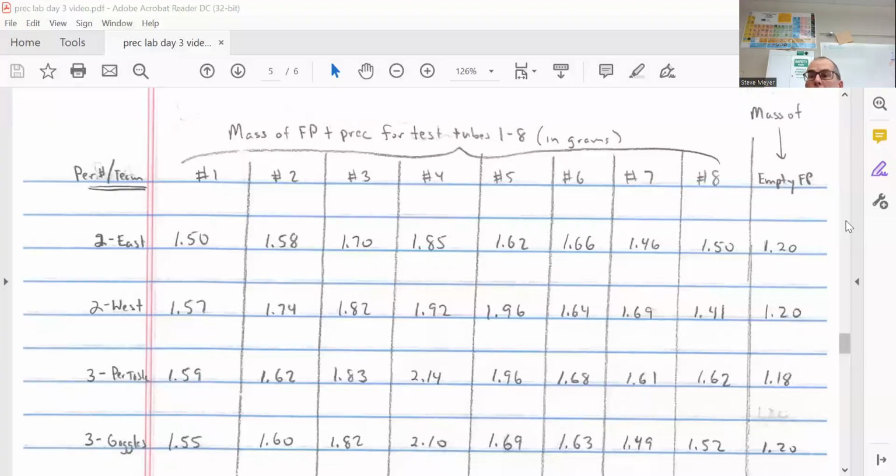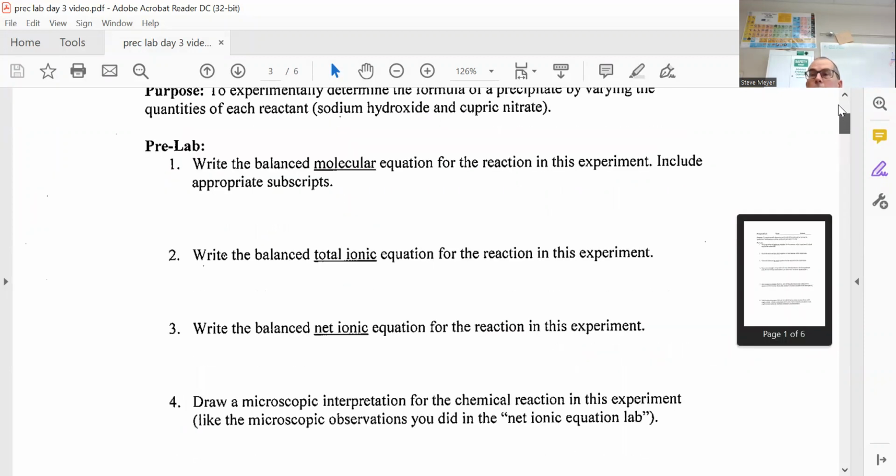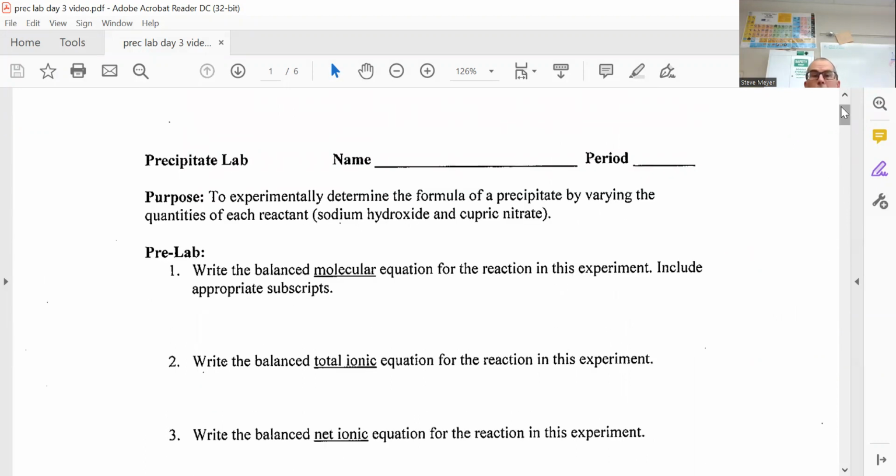Let's go to a screen share and talk about a couple things, especially for those who are absent and need some data to work with. So I am going to screen share here. Okay, and I might just scroll back and talk about a couple of the expectations for the lab, and then we'll go into the data that you could pick up. So first off, just a quick review of expectations.